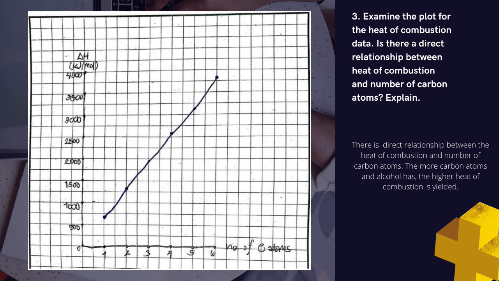And so there is a direct relationship between the heat of combustion and number of carbon atoms. The more carbon atoms an alcohol has, the higher heat of combustion is yielded. Therefore, we see a direct proportion, a direct relationship, between the heat of combustion and number of carbon atoms.